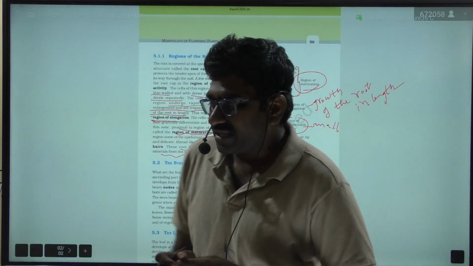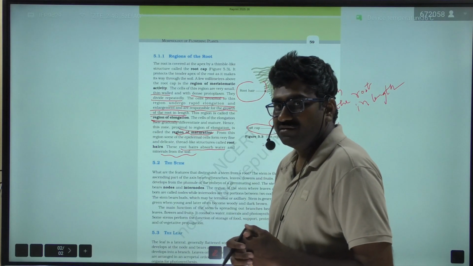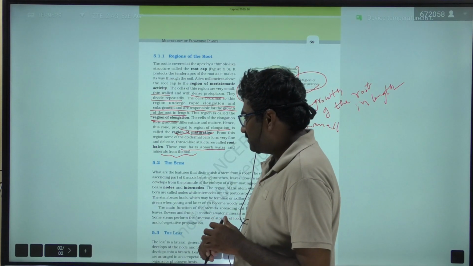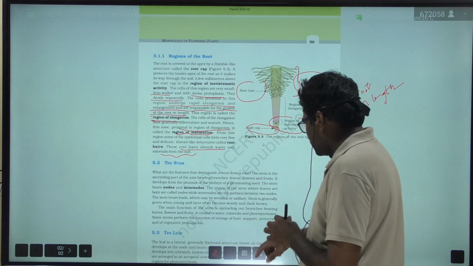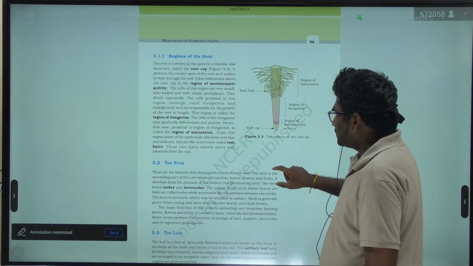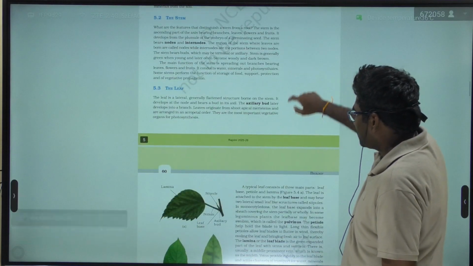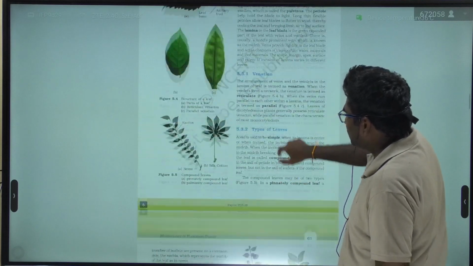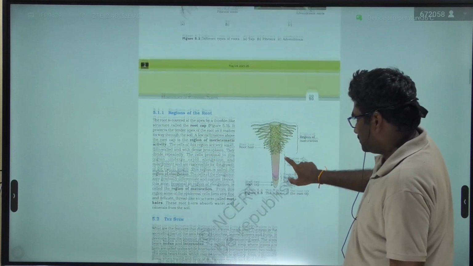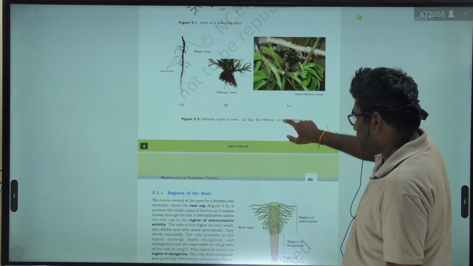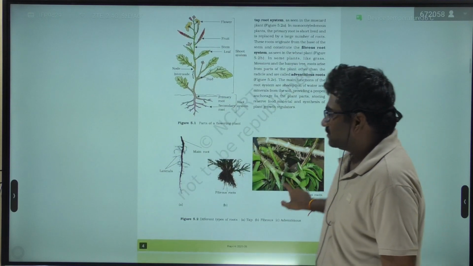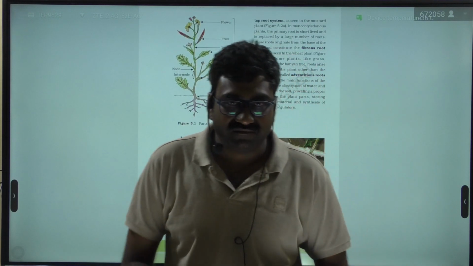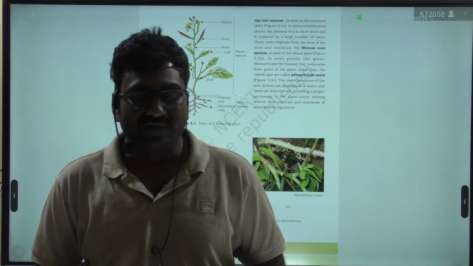And here we have different types of modifications in the IPE syllabus. That is very important for 8 marks question. So what is the function of root? It mainly involves the absorption of water and minerals from the soil. And in the state syllabus, root modifications are mentioned, that is for a long answer.